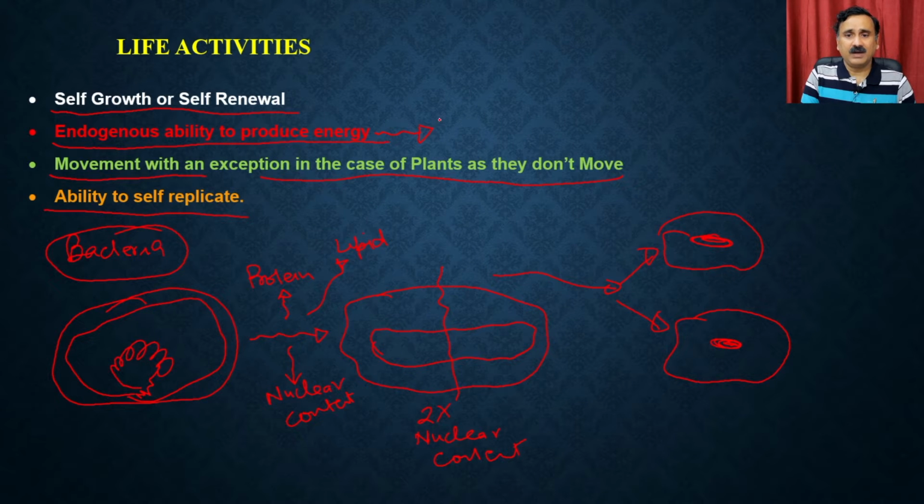Similarly, we have discussed how the endogenous ability to produce energy works. If an organism has an endogenous ability to produce energy, it means that the organism has to have a system, right, a machinery. So in this case you can have two different types of examples, right.